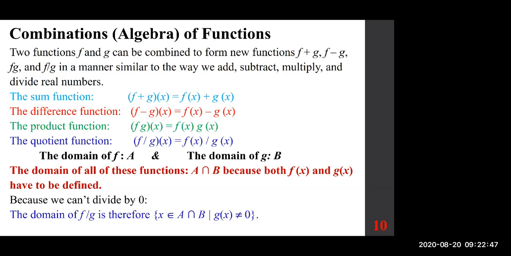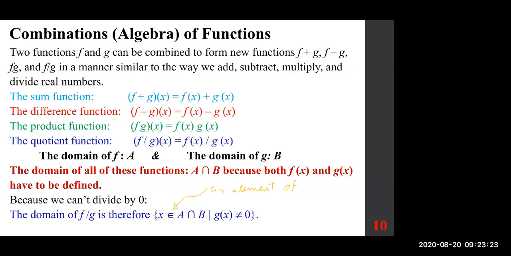By the way, as far as the notation is concerned, this looks like an epsilon and it's read "an element of". This is in set theory. So x is an element of A intersection B, the symbol that looks almost like an N. It is the intersection class. So A intersection B would be the domain for all of them.